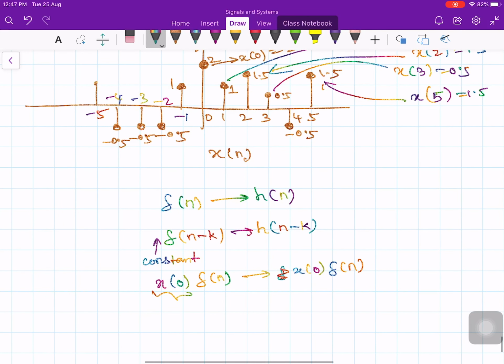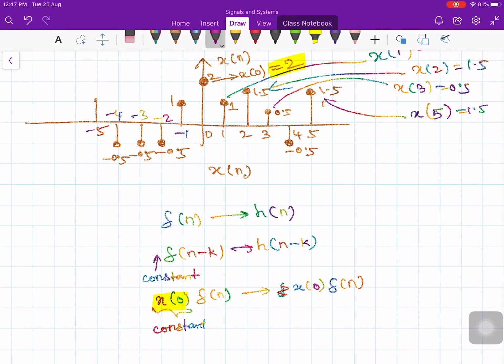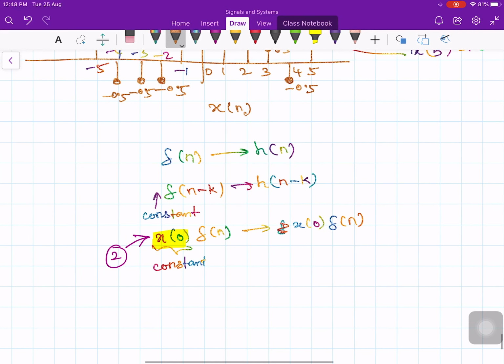What is that constant? If you look at here, x of 0 is equal to 2. So instead of writing 2, I am writing x of 0, that's it. That is the sampled value at that particular time instant. Okay. So similarly, x of 1 times del of n minus 1. I made a mistake, the same mistake I am doing here also. This is h of n, and this one is going to be x of 1 times h of n minus 1.